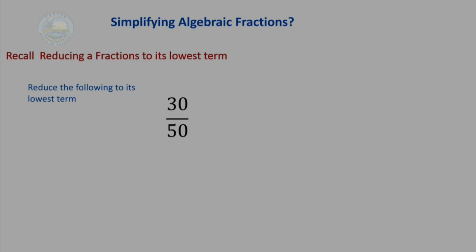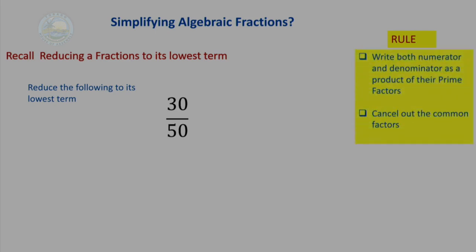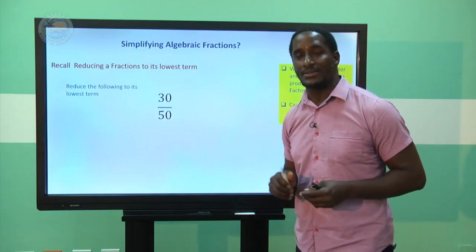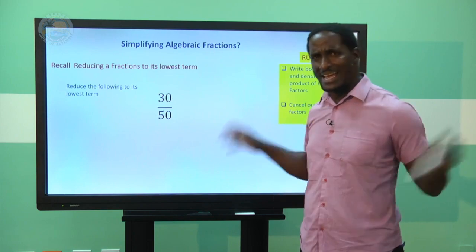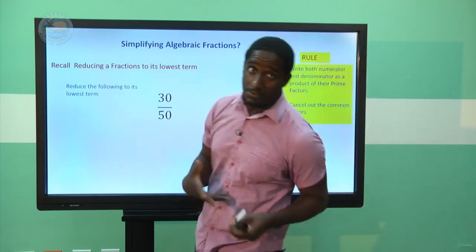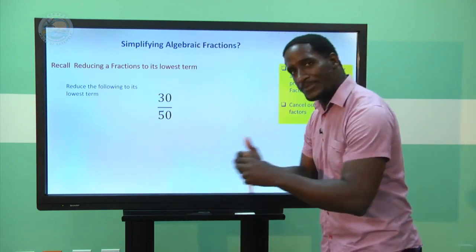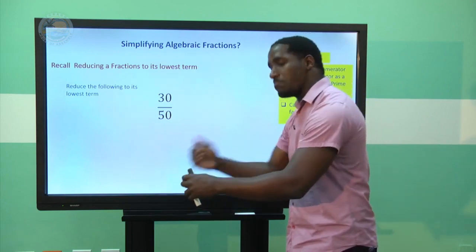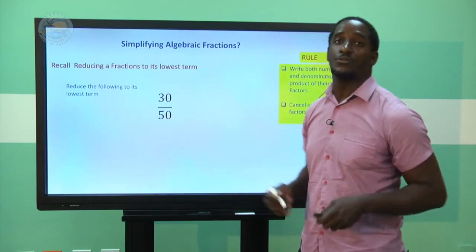Recall the steps for me. The first step that you have is to write both the numerator and denominator as a product of their prime factors. Now, I know for some of you, immediately upon looking at it, you would recognize what the common factors are, and so you can factor them out. And that's okay. But some of us, if you're like me, need to know what the steps are which must be employed in order to reduce the fraction.